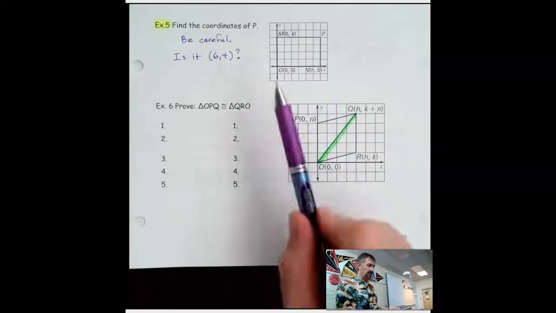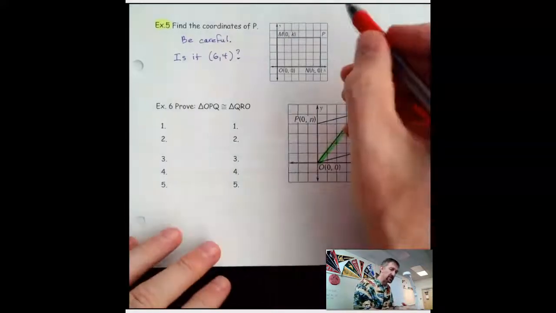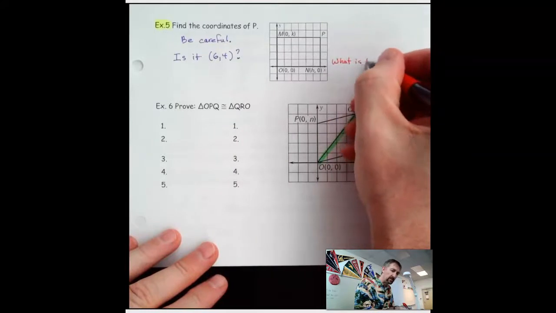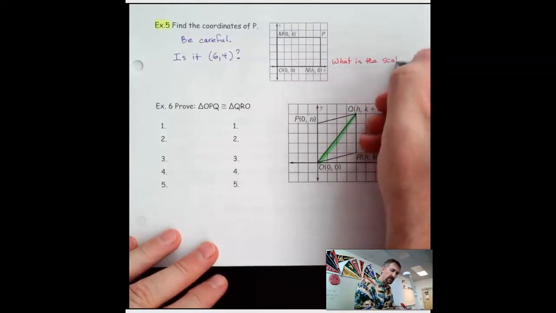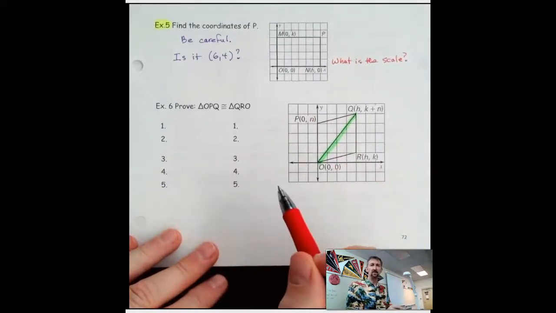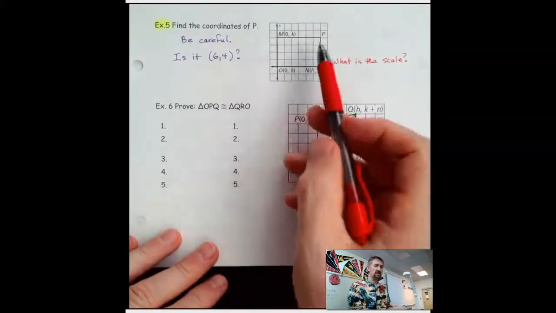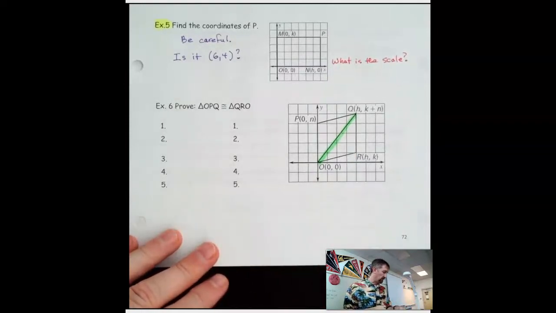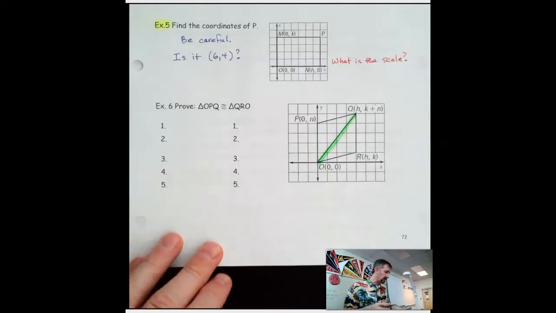So the problem here is, like I said on the earlier question, what is the scale? We don't know. There's no scale here. There are no numbers. So I don't know if that's going by 2s or 10s. No idea. That could be 60-40 for all we know. So we need to do this a different way. We need to think about this.